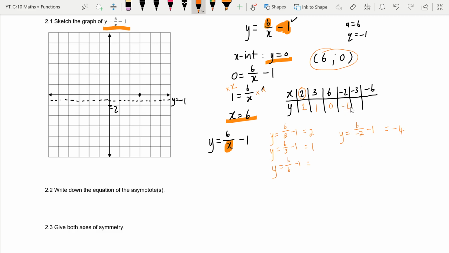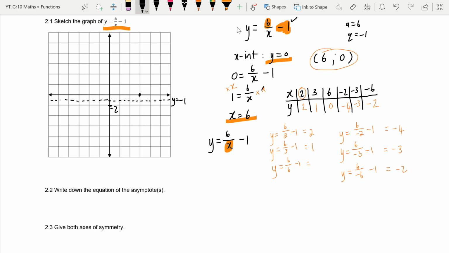Be careful with these substitutions. And then when my x is -3, 6 divided by -3 is -2, and I take away 1 more, that will give me -3. And last one, if my x is -6, that will give me -1, take 1 more away, and that will be -2. So we, grade 10, just created a bunch of points that we can go plot.